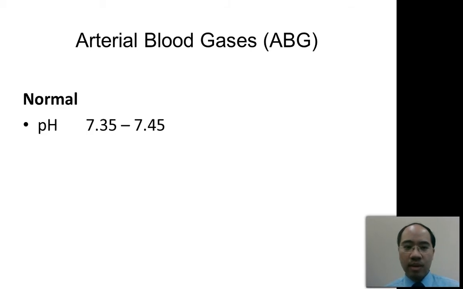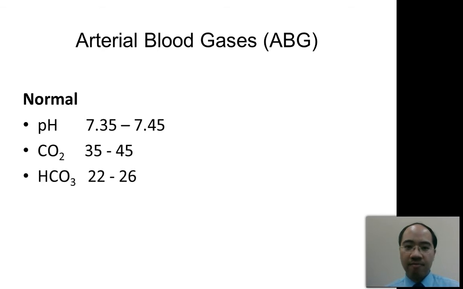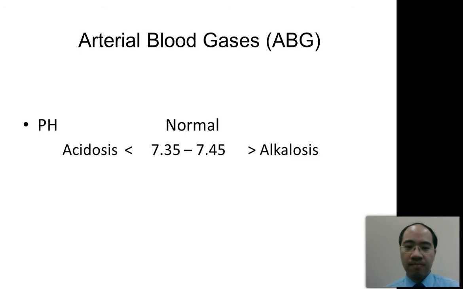Specifically, you want to remember the normal ranges. pH, of course, is between 7.35 and 7.45. CO2 numbers range between 35 to 45, and bicarbonate numbers, or HCO3 numbers, between 22 to 26. These are all normal values.